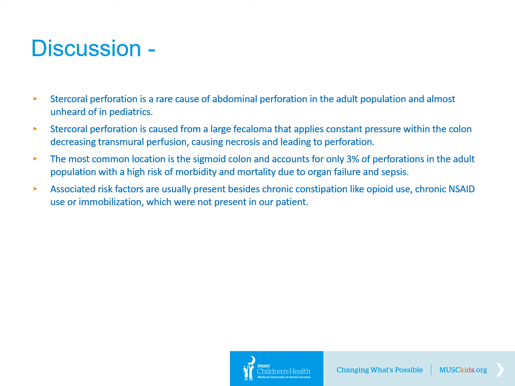So stercoral perforation is a rare cause of abdominal perforation in the adult population and almost unheard of in healthy pediatric patients. What happens in a stercoral perforation is there's a large fecaloma that applies constant pressure within the colon, decreasing the transmural perfusion, causing necrosis, and that leads to the perforation. Most common location is the sigmoid colon, which we saw in our patient, but it only accounts for 3% of perforations in the adult population.